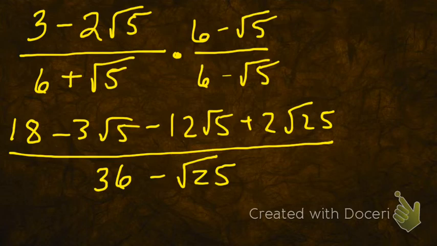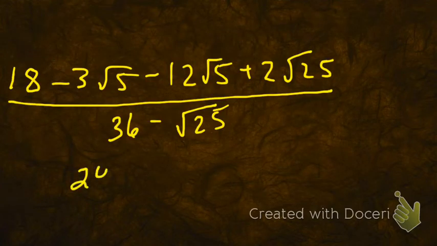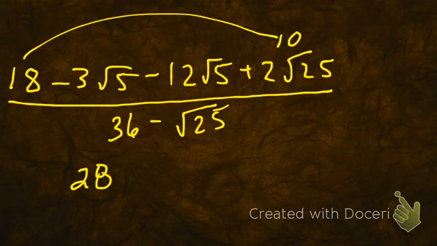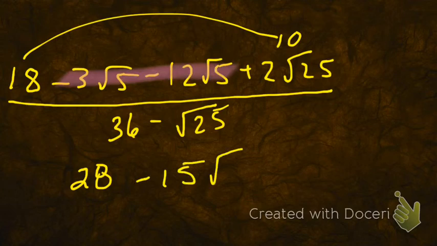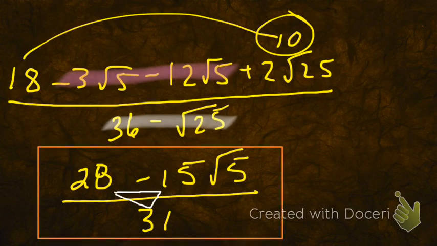It looks to me like on top we have 28, which comes from the 18 and the 10. We have a minus 15 root 5, which comes from that pink highlighted area. And then on the bottom I see a 36 minus 5, which is 31. Checking my triangle, I see nothing of interest, so there is my answer.